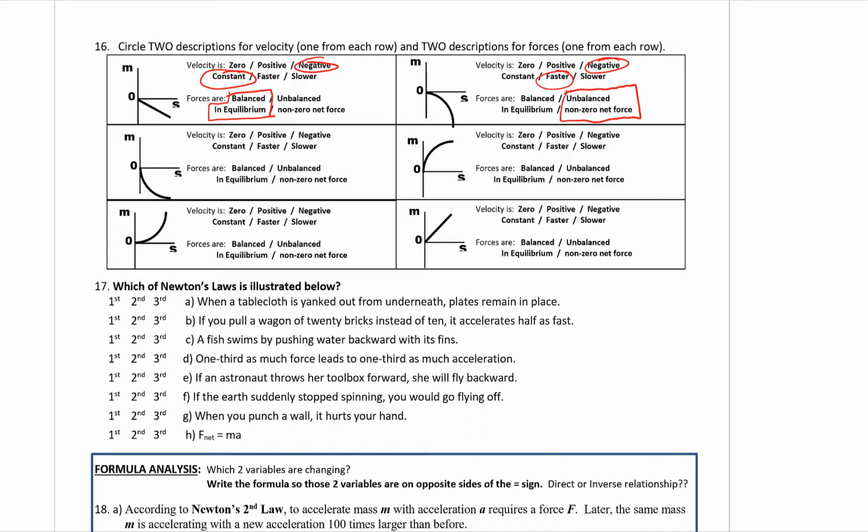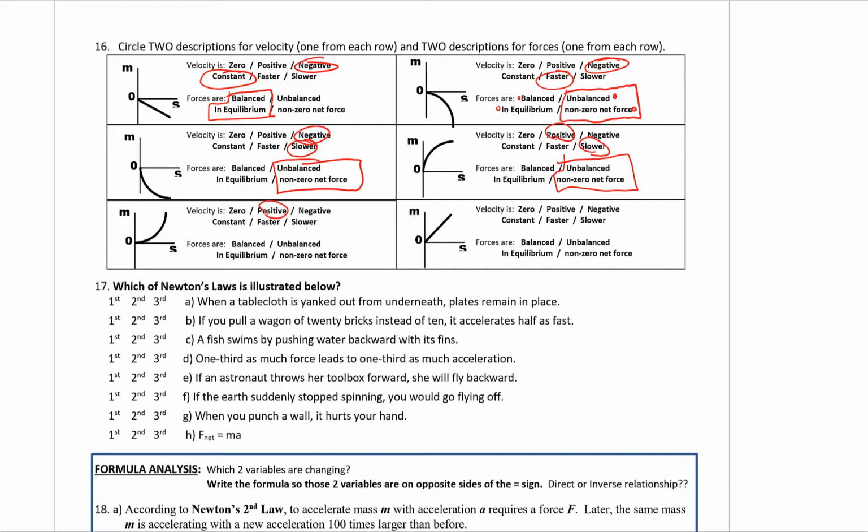These bottom two are actually synonyms. Every time it's unbalanced, you will also have non-zero net force. Every time it is balanced, it will be in equilibrium. So here the velocity is negative and it's getting slower because it starts off with a slope and ends up without one. The forces are unbalanced and non-zero. Right here it's a positive slope and it's getting slower. The forces are unbalanced and non-zero because it's a curvy line. That means it has acceleration.